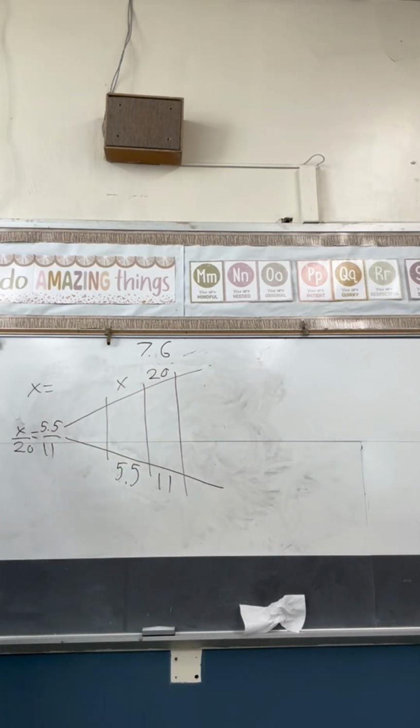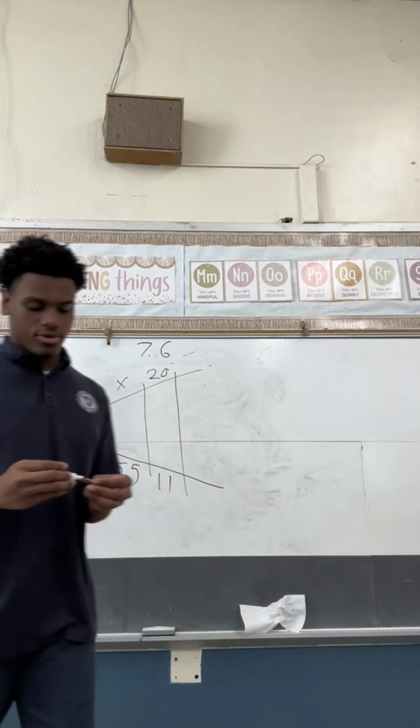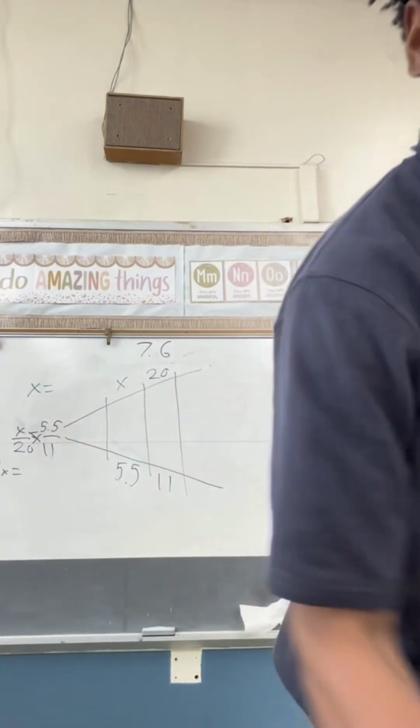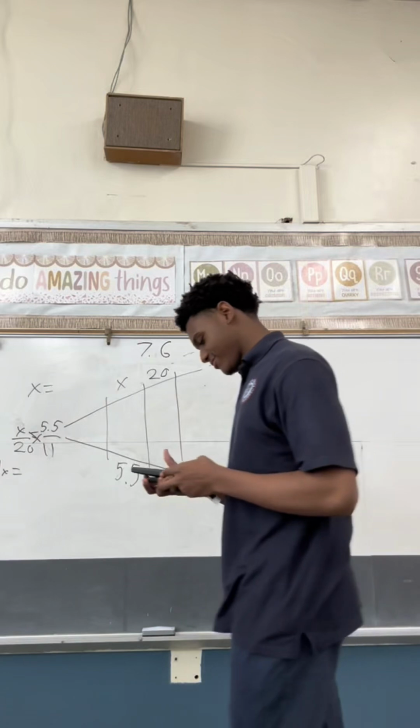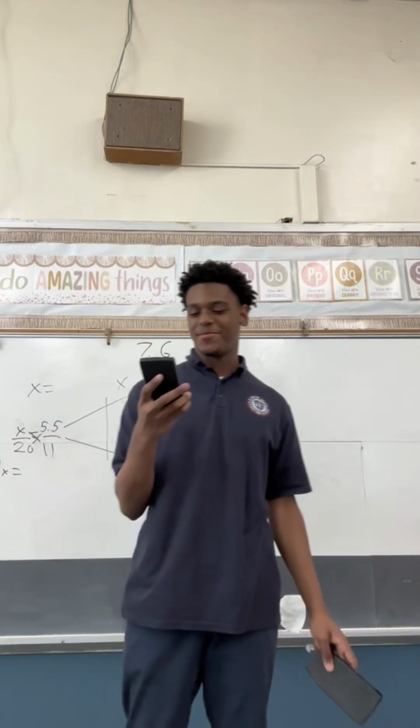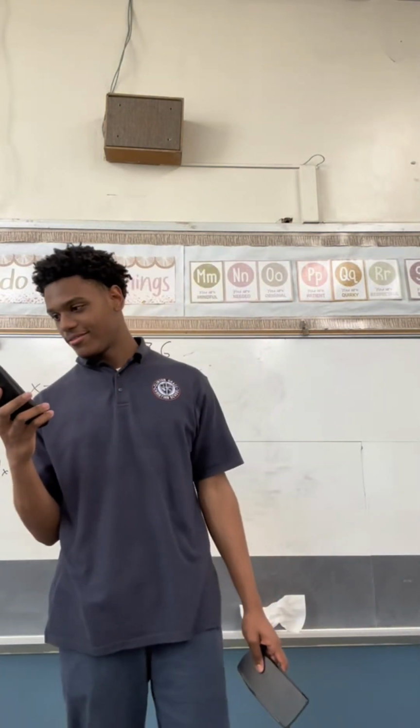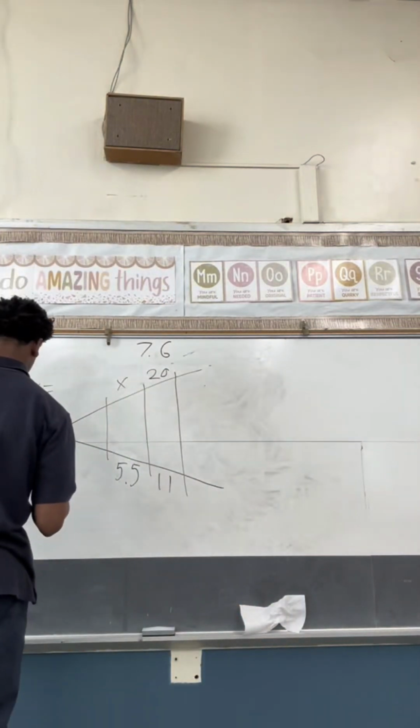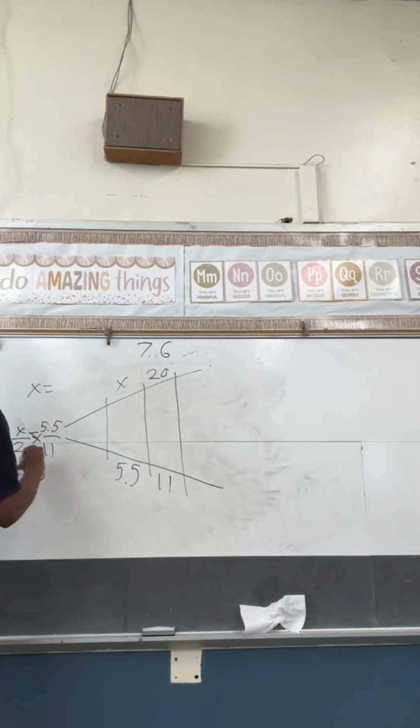So what you do is cross multiply. x would multiply to 11 to be our numerator, and then 20 would be multiplied by 5.5 to be our denominator. So it would be 11x equal to 20 times 5.5. Bear with me. 110. And now we have it.